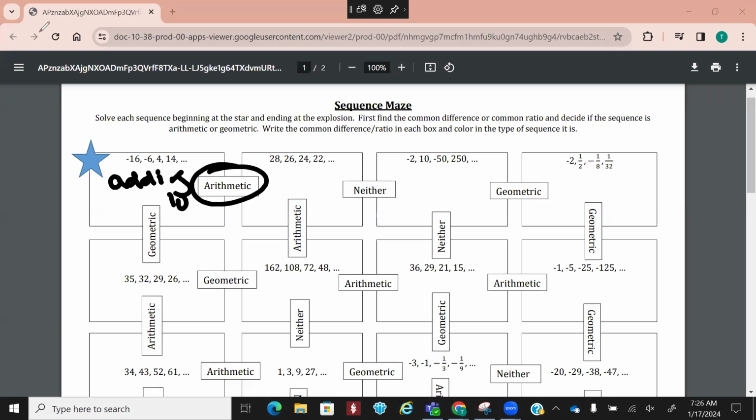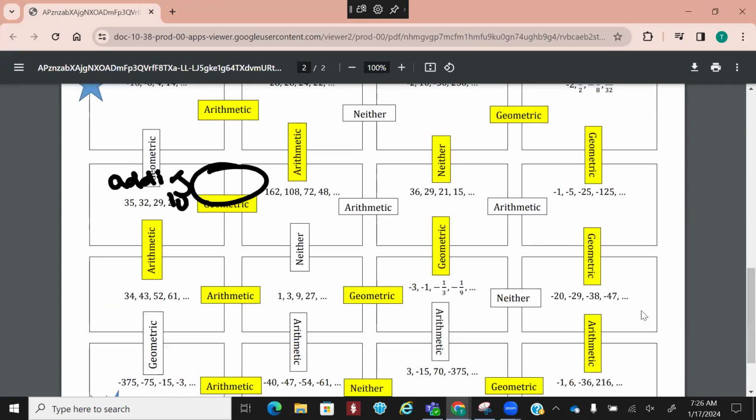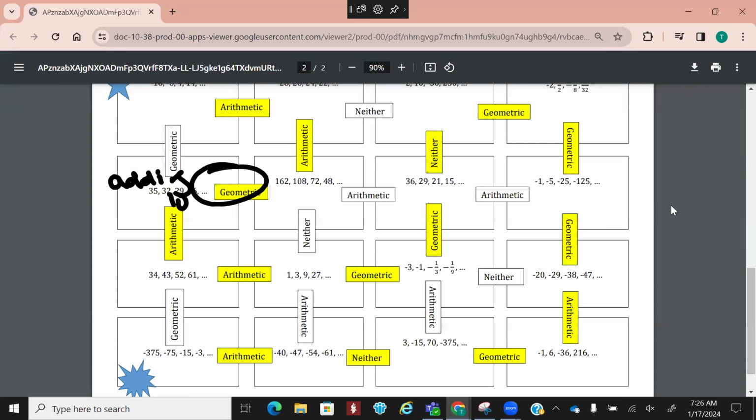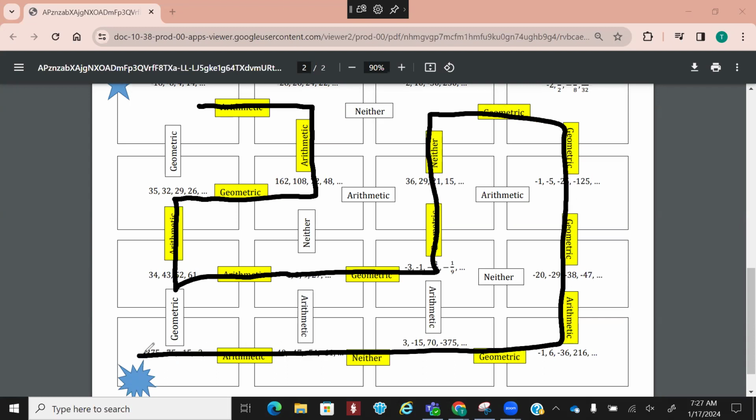Okay, so I'm going to show you the answer key so that you can check your work. And then we can talk about some if we need to. Everything that's highlighted is the pattern that you need to go. So you should have gone here, here, down, over, up, all the way around. Okay, so just take a look at that for a second.